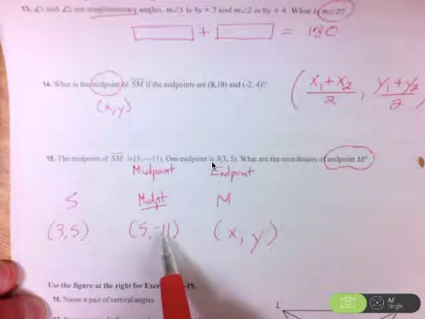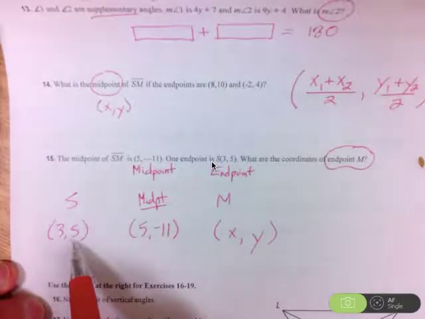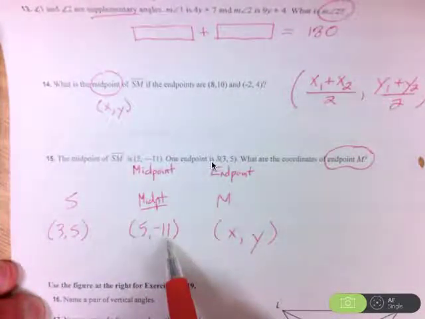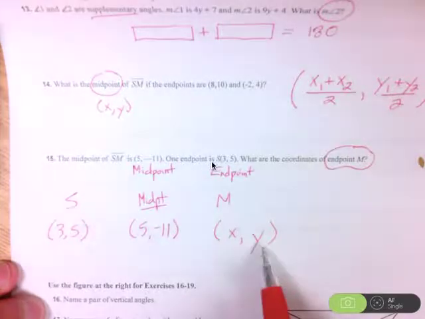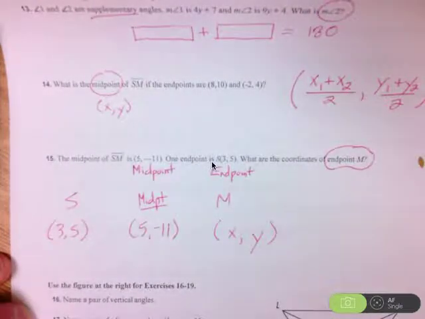And same thing for the y-coordinates. You want the -11 to be in the middle. So what does it take to go from 5 to -11? And you need to do then the same thing to get to the y-coordinate of the other endpoint. I like to think about this question in terms of patterns, but there's more than one way to do it.